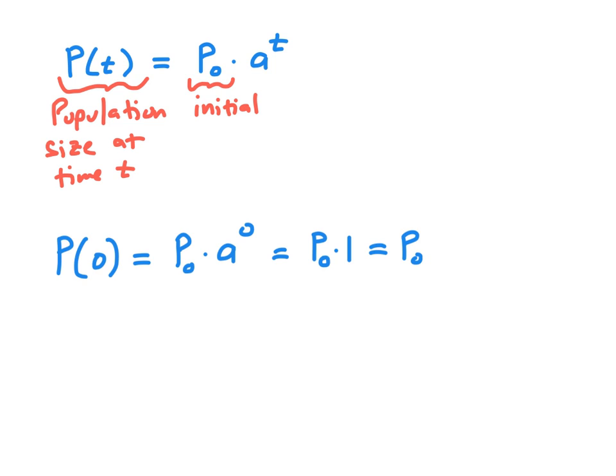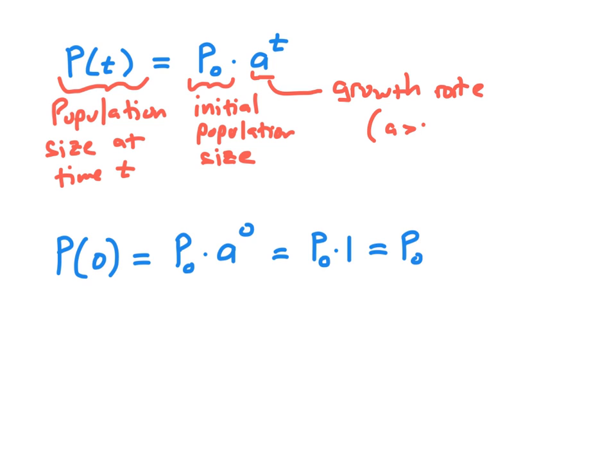And so this will be the initial population size at the beginning when time is 0. And this number a here, in this context, is going to be called the growth rate. In particular, for this context, when we have growth, it is going to be a number greater than 1.